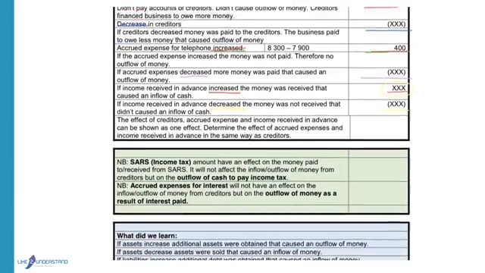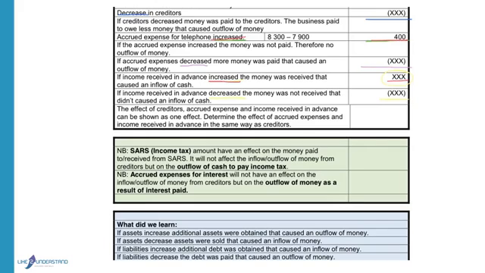It is very important to take into account again, if there's a SARS amount for income tax, it will have no effect on the creditors because the outflow of money as a result of SARS will be shown separately on the face of the cash flow statement. Accrued expense for interest will also not have an effect on the creditors because it will be shown separately as an outflow of money as a result of payments of interest.